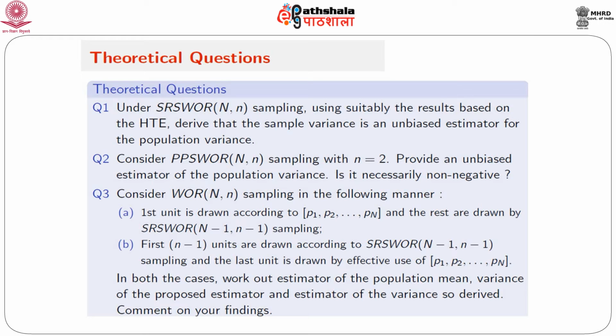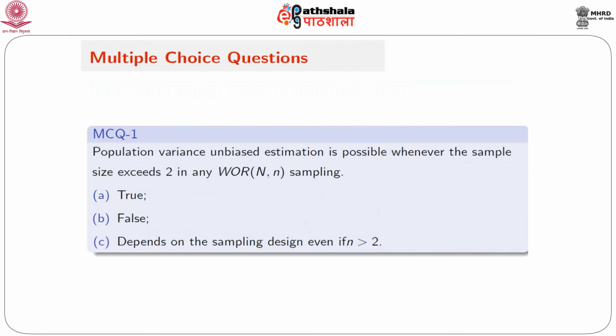Okay. We have some multiple choice questions. Please read. Population variance unbiased estimation is possible whenever the sample size exceeds 2 in any without replacement capital N and small n sampling. True, false, or does it depend on the sampling design even if n is more than 2? That's interesting. If they are talking about population variance unbiased estimation, I need pi ij strictly positive, therefore small n has got to be at least equal to 2. It's not that small n has to exceed 2. Small n can be at least equal to 2. But then small n equal to 2 is not enough. I need a condition on the sampling design to make sure that all pi ij's are positive.